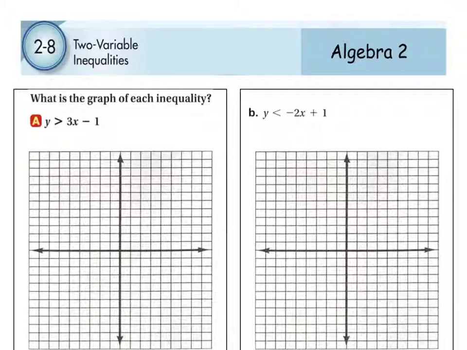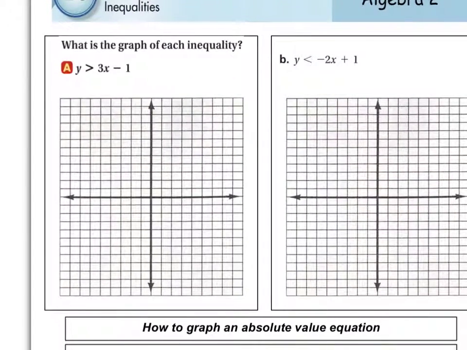As I look at these examples: what is the graph of each inequality? Let's start over here on the left side first. The first thing I have to check is that y is by itself, in slope-intercept form. As you look at this equation, it's in slope-intercept form. So let's identify some things. The y-intercept is the ordered pair 0, -1. The slope is 3, or 3 over 1. Again, the slope comes from here, and the y-intercept comes from there.